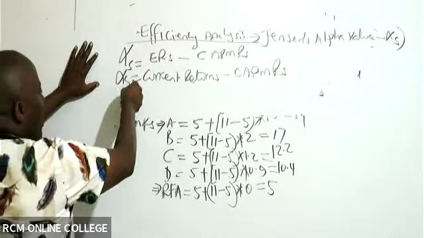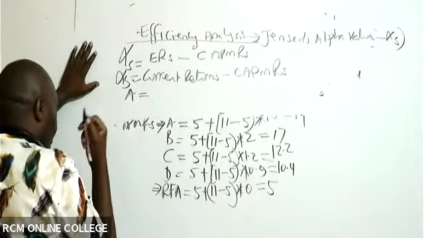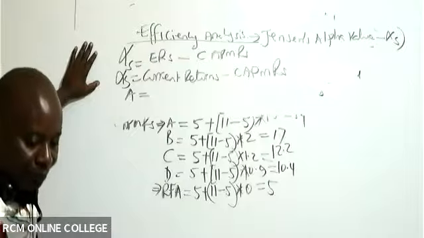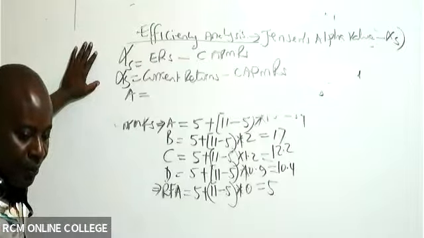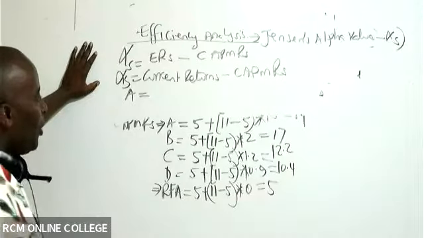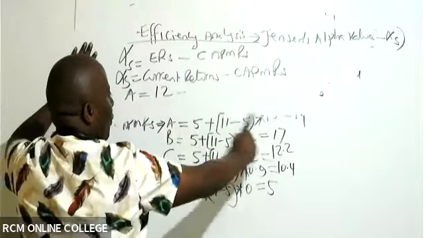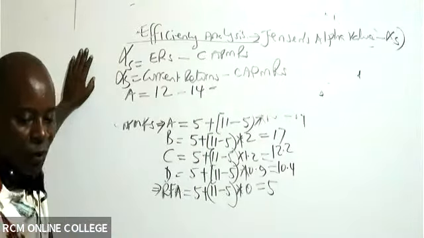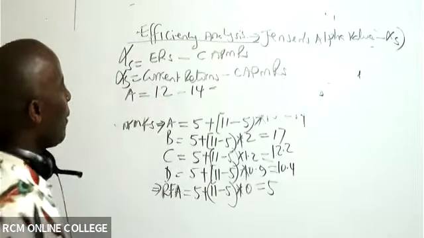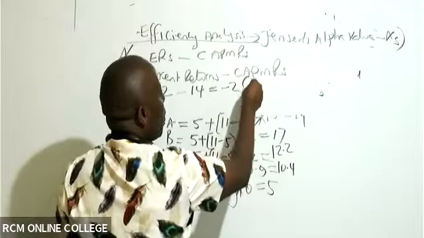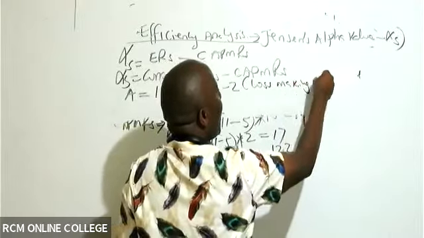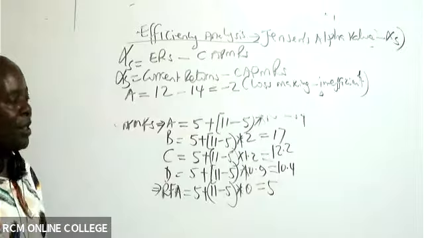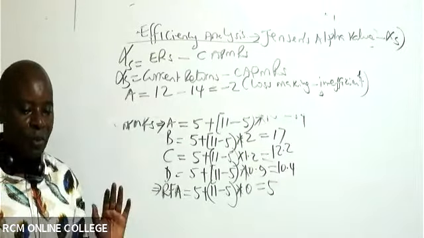So you start with A, the alpha value for A. Is there somebody who is able to see the current return of A? 12, isn't it? So the current return of A is 12 minus the CAPM return of A, which was 14. So what is 12 minus 14? This gives me -2. It's loss making. If it's loss making, it is an inefficient security.